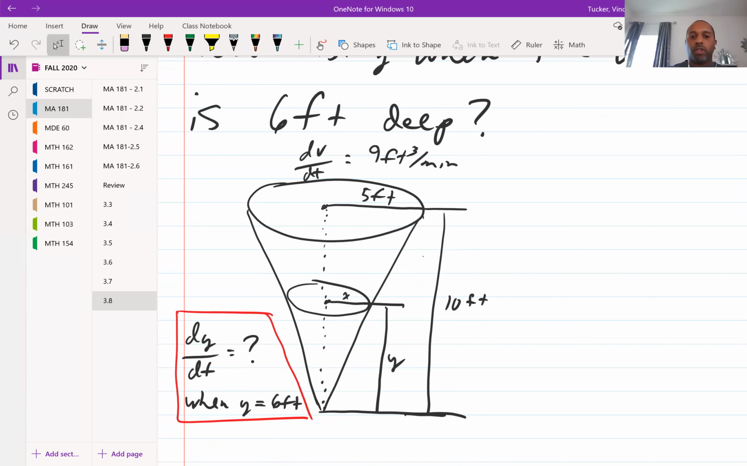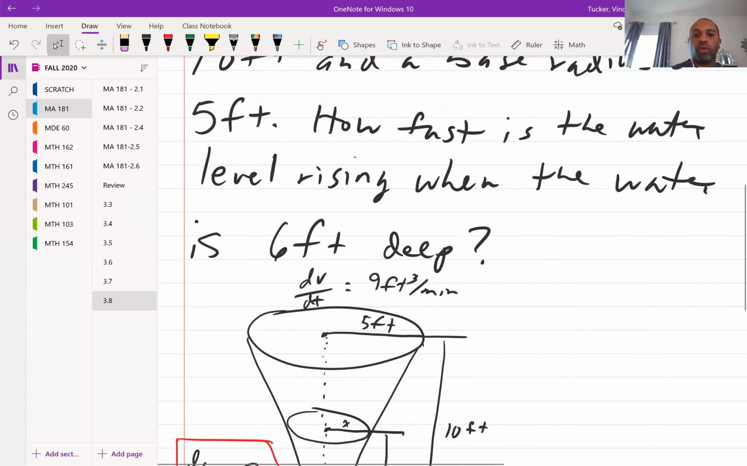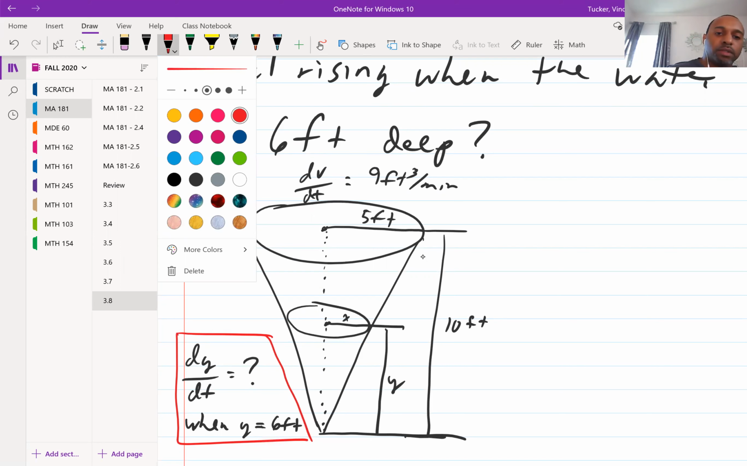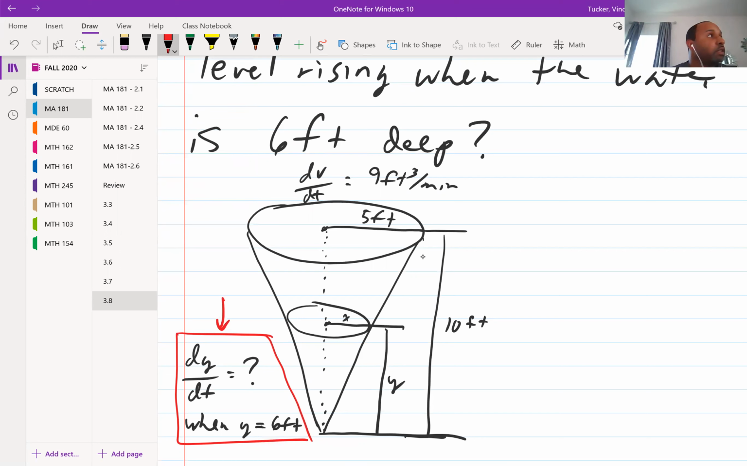And then we want to know how fast is the water level rising. In other words, what rate is it rising when the water is 6 feet deep? So that's what the question is right here. What's the rate of y with respect to t when y is 6 feet? And the tank is in the shape of a cone, conical. It's 10 feet tall with a radius of 5 feet.